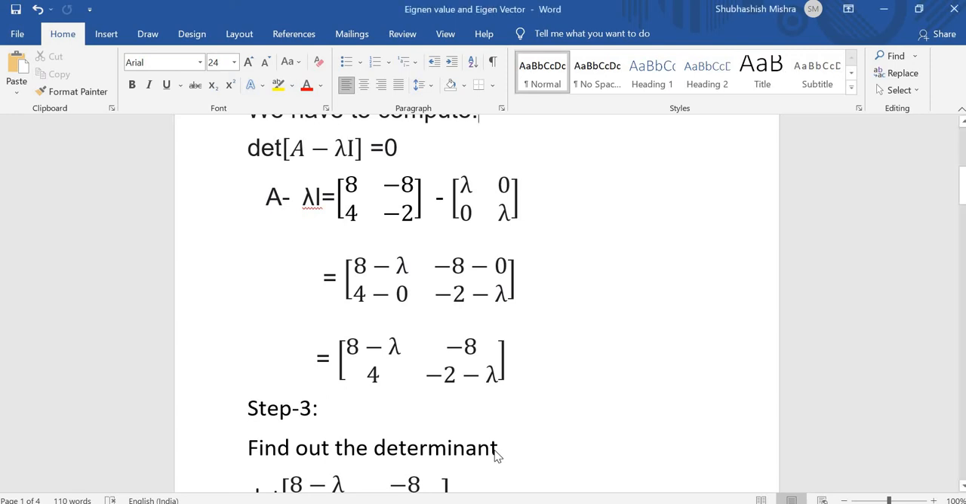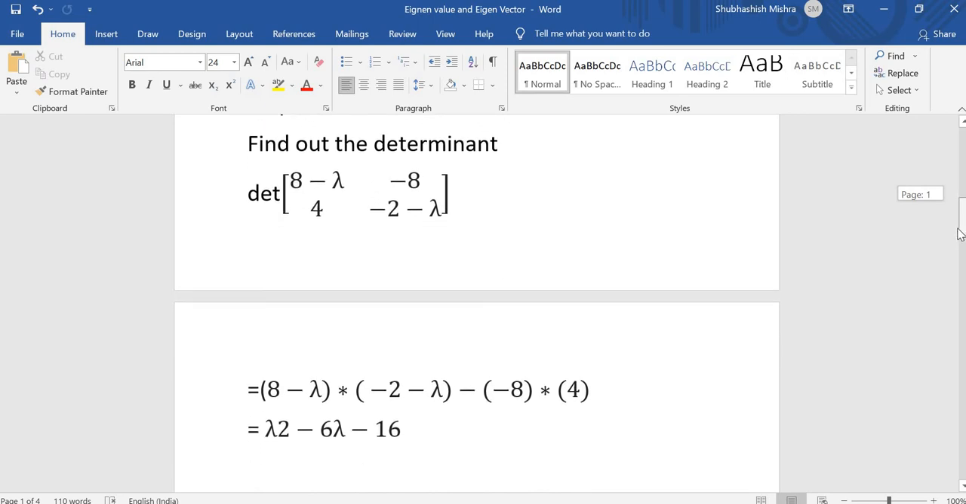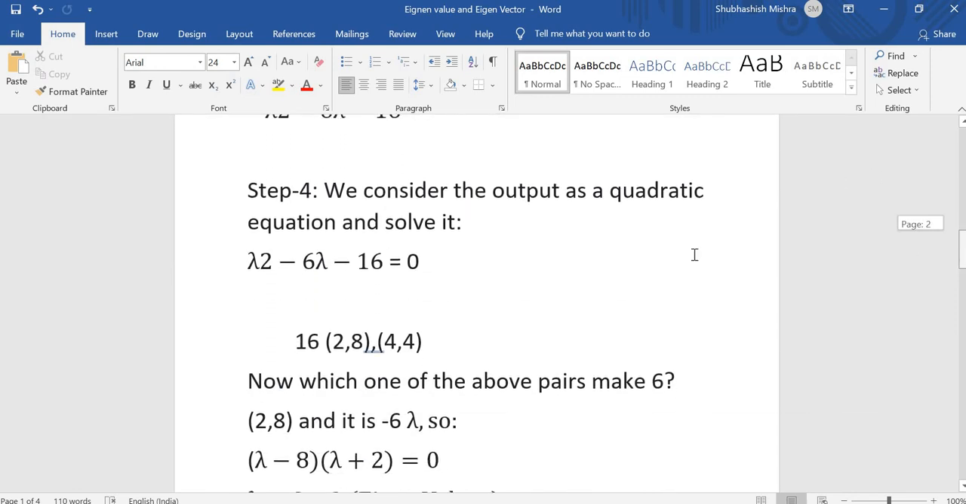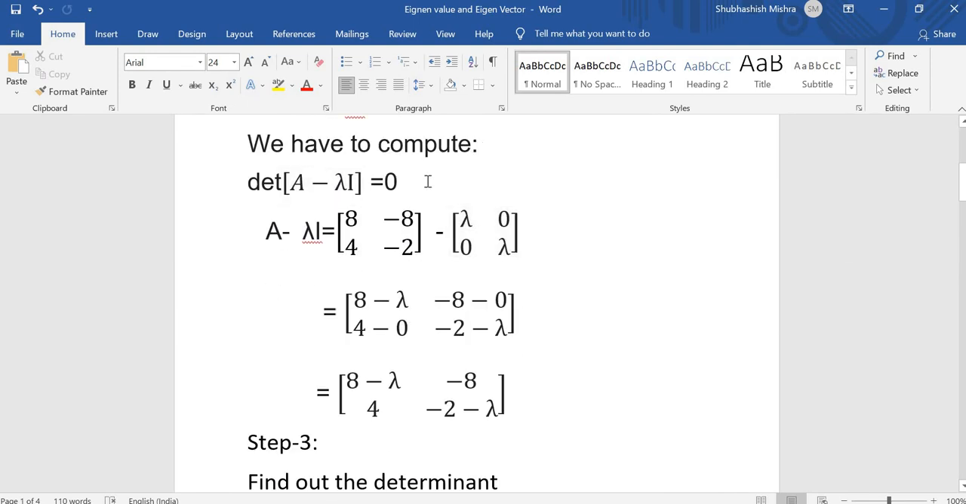So in step 3 we will be finding the determinant of the matrix. What is the determinant of the matrix? We will compute it this way: (8 minus lambda) into (-2 minus lambda) minus (-8) into 4. So that will give us a quadratic equation, that is lambda square minus 6 lambda minus 16. Okay, so as we know, we are finding the determinant of A minus lambda I equal to 0.